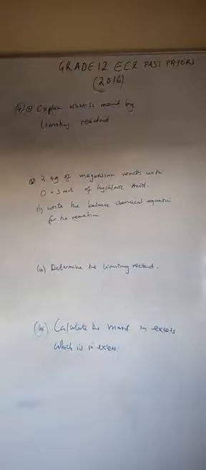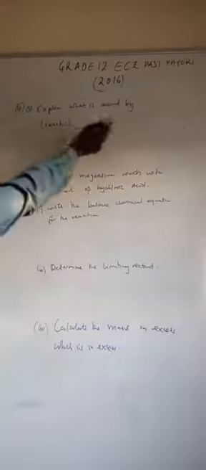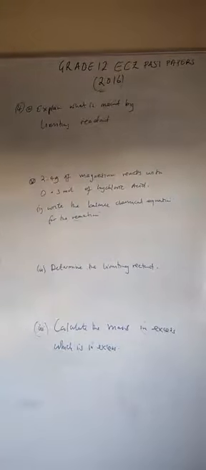So let's start. The first question is talking about the limiting reactant. It's saying explain what is meant by limiting reactant. To make you understand what a limiting reactant is, I use a natural explanation. For example, if you are in the kitchen cooking shima, what do you need? You need water, you need mealie meal.